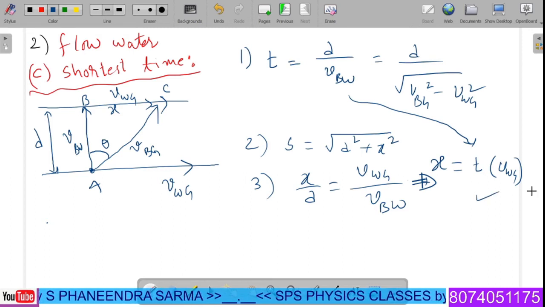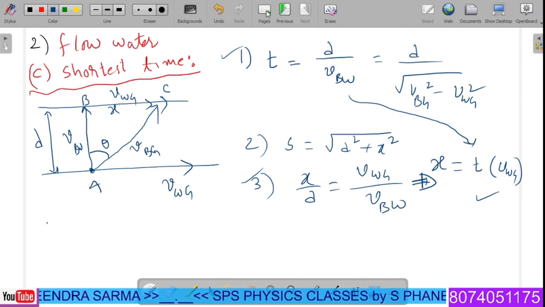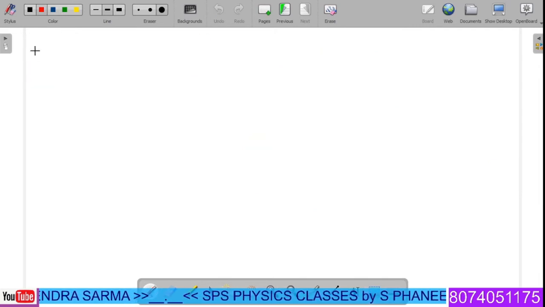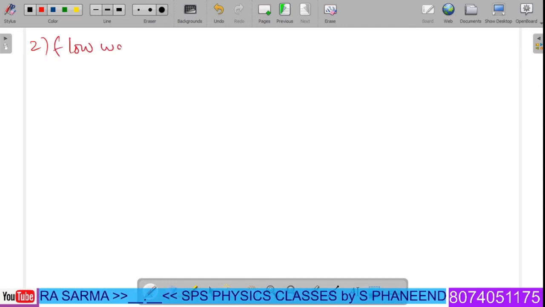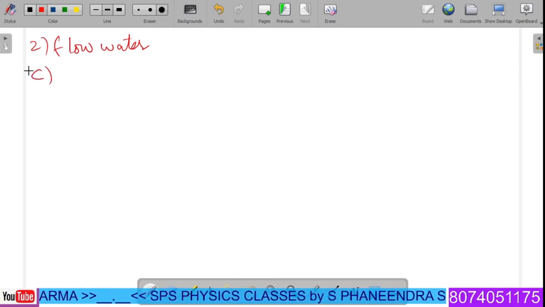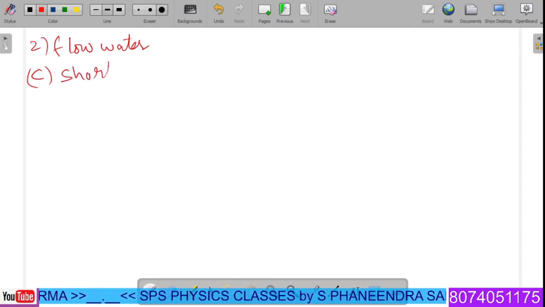Next. So in the shortest time, the examiner can ask you the time of journey and the drift in this case. Next, on the title of flow water, second point, we have a very important case that's called shortest path.